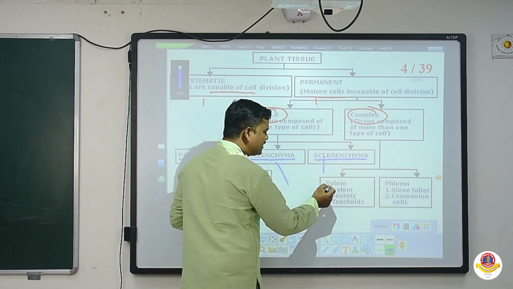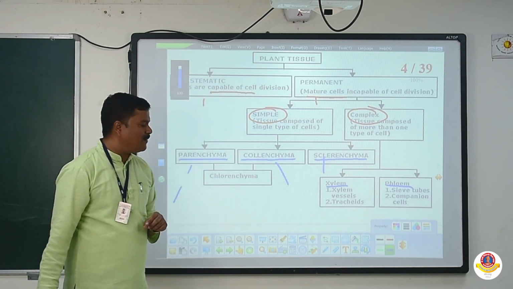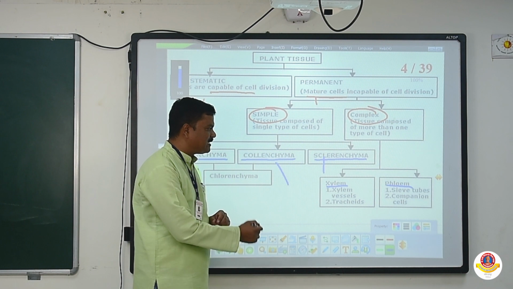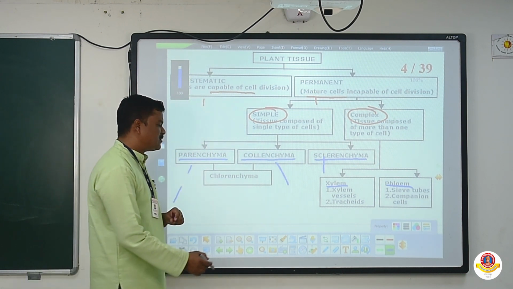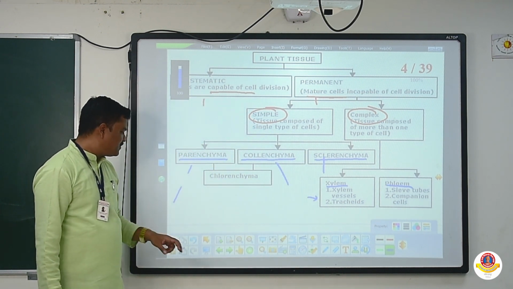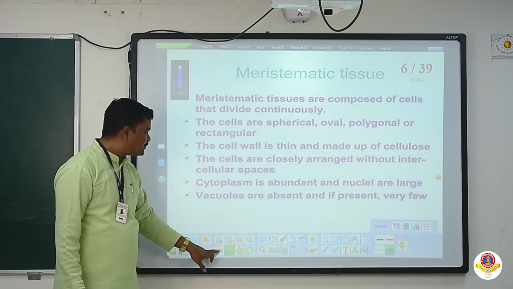The second type is complex tissue. Here complex tissue is divided into xylem and phloem, which is also known as the vascular tissue system of the plant. Xylem consists of xylem vessels and tracheids, while phloem consists of sieve tubes and companion cells. Xylem and phloem, the vascular tissue system, help in the transport of water in the plant.